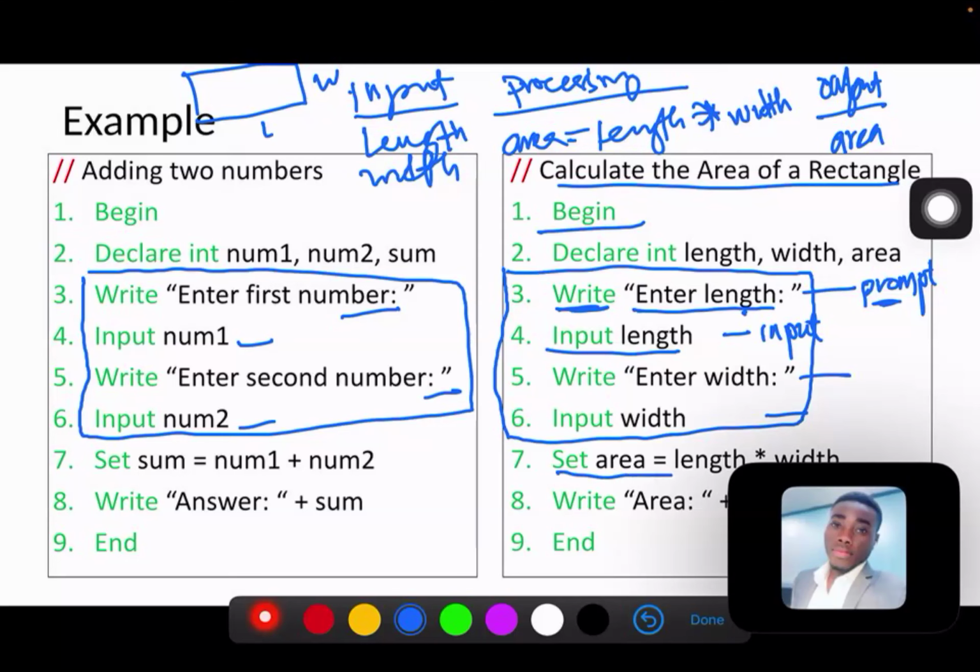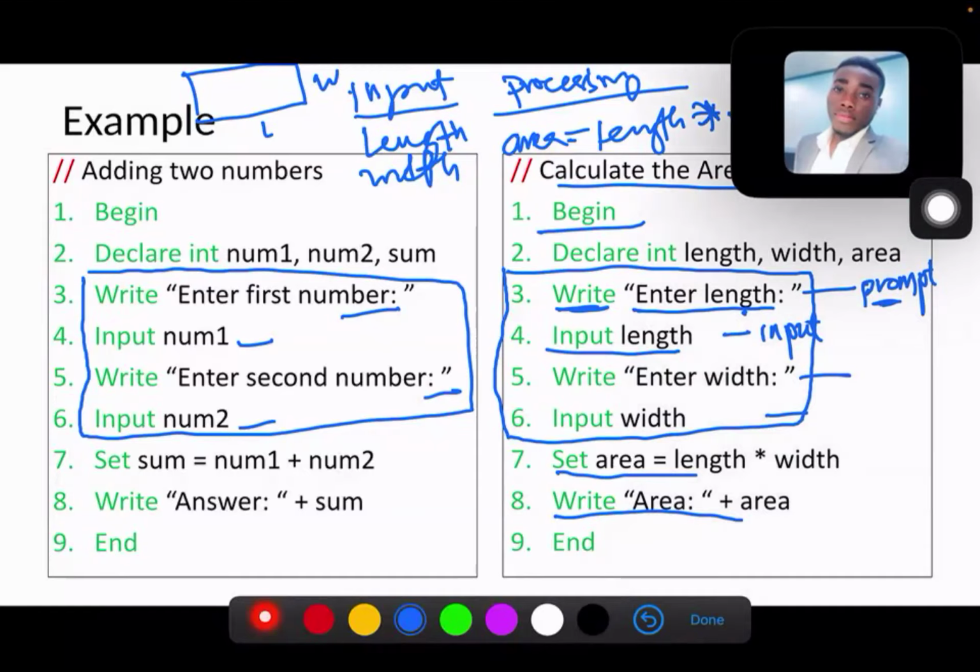Then the processing, where area is equal to length times width. Then afterwards, you have your answer as area. And so you can simply put that answer inside the variable called area. Any questions so far?